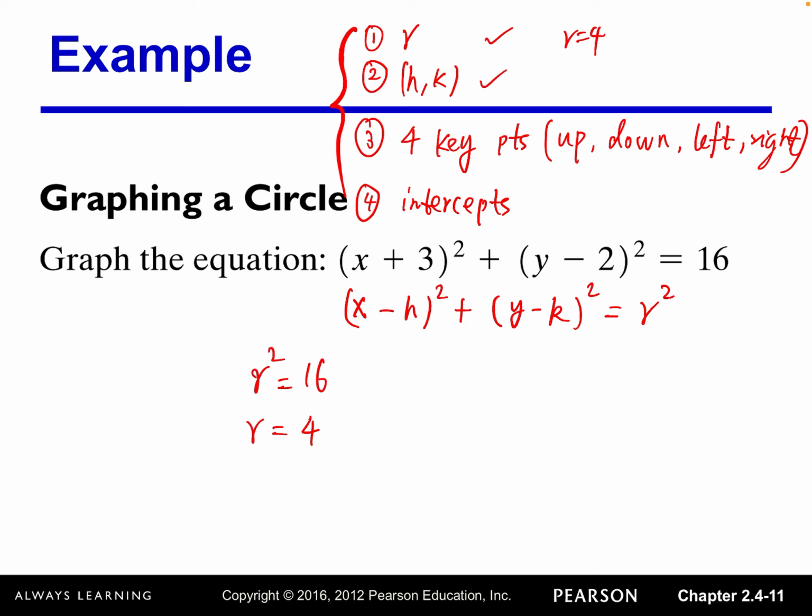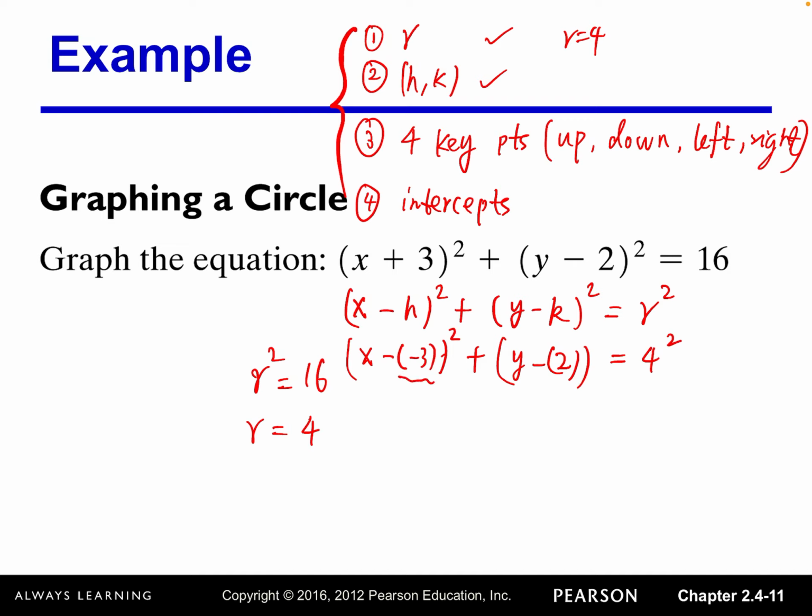Now find the center of the circle. h and k, be careful here. The problem is x plus 3, right? However, we have to write it in terms of x minus h. So we need to write x minus negative 3. That is equivalent to x plus 3. Plus y minus k, k is 2. And it equals 4 squared.